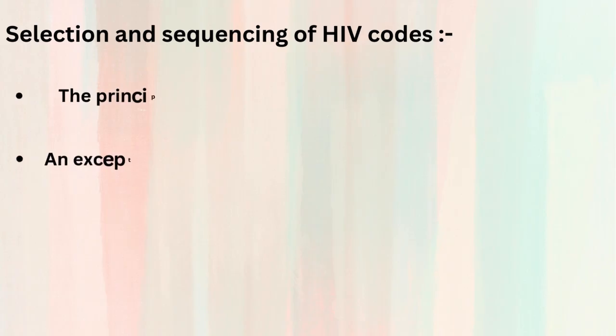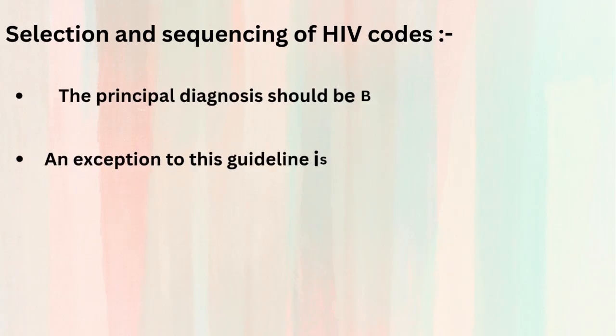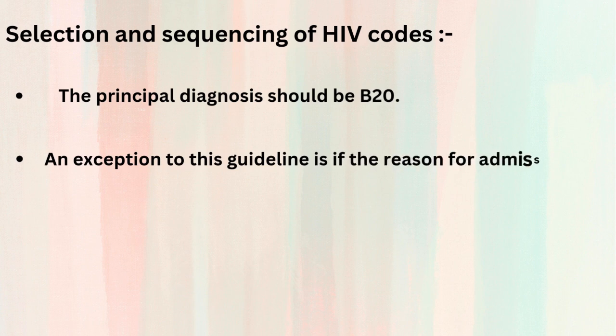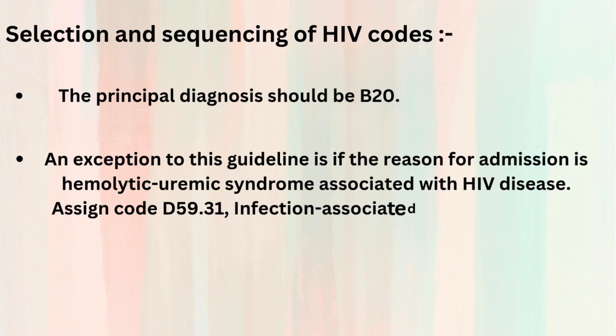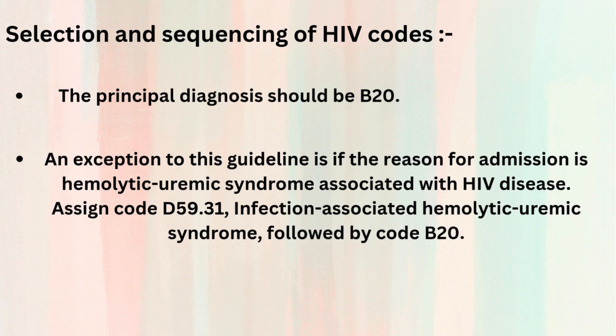Patient admitted for HIV-related condition. If a patient is admitted for an HIV-related condition, the principal diagnosis should be B20, human immunodeficiency virus, HIV disease, followed by additional diagnosis codes for all reported HIV-related conditions. An exception to this guideline is if the reason for admission is hemolytic uremic syndrome associated with HIV disease. Assign code D59.31, infection-associated hemolytic uremic syndrome, followed by code B20, human immunodeficiency virus, HIV disease.